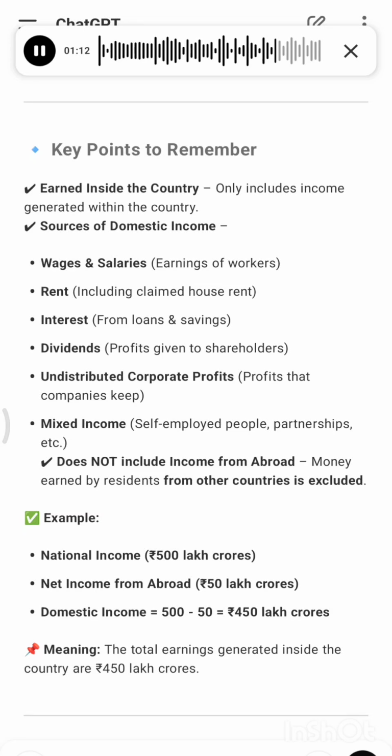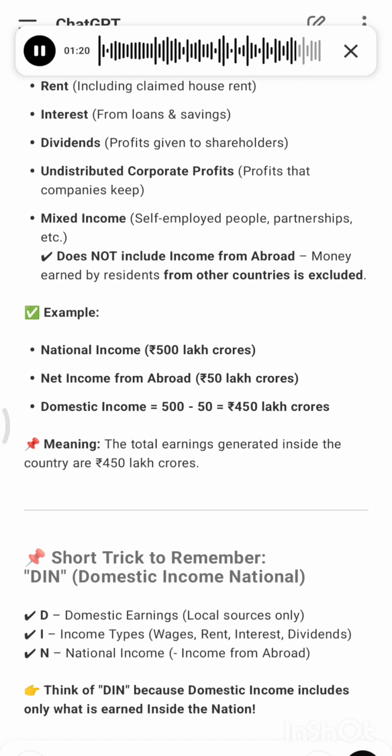Short trick to remember: DIN, domestic income national. D, domestic earnings, local sources only. I, income types, wages, rent, interest, dividends. N, national income minus income from abroad. Think of DIN because domestic income includes only what is earned inside the nation.